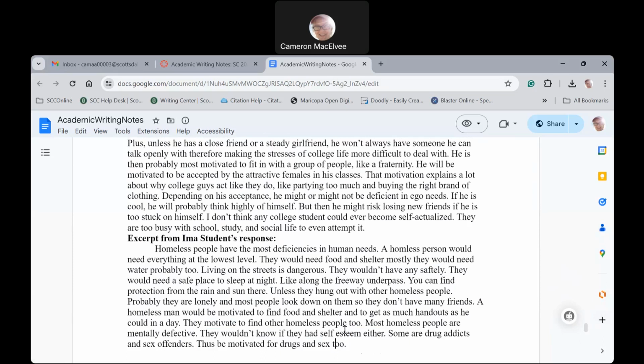Let's talk about accuracy. Does she cover the physiological needs? Well, she says lowest level, food and shelter. Yeah, she names that. Dangerous, that's safety.